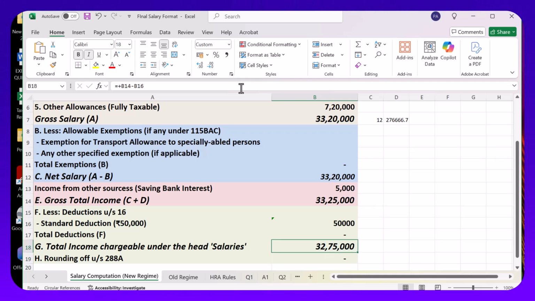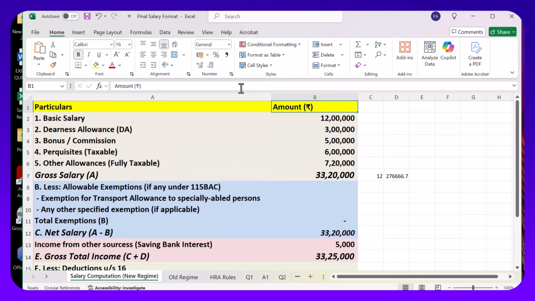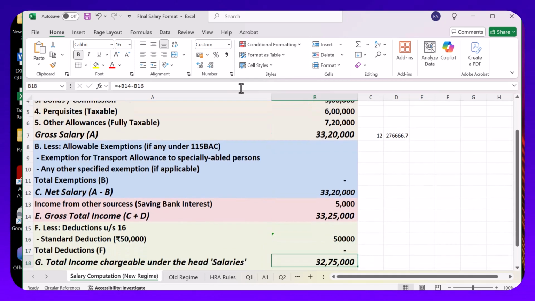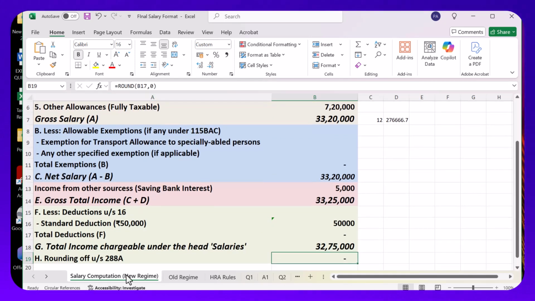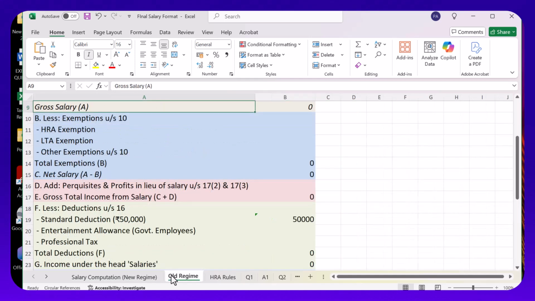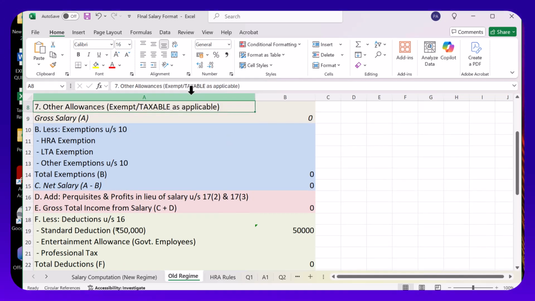Is it clear? Any questions, Pranav? Okay, now this is under the new regime. So, suppose you are under the old regime and you don't want to pay tax under the new regime, so your computation will be slightly different. So how will it be?